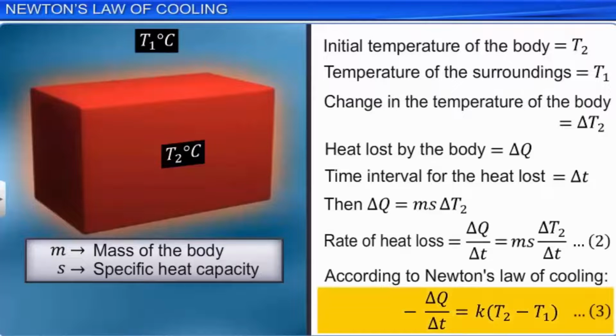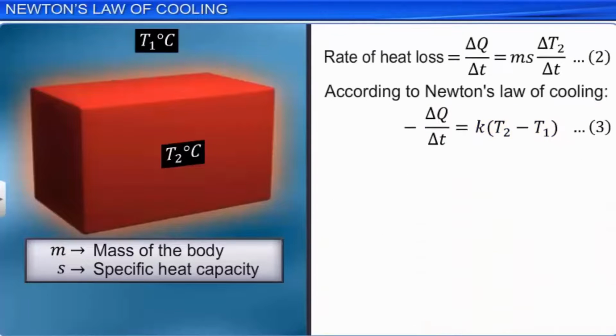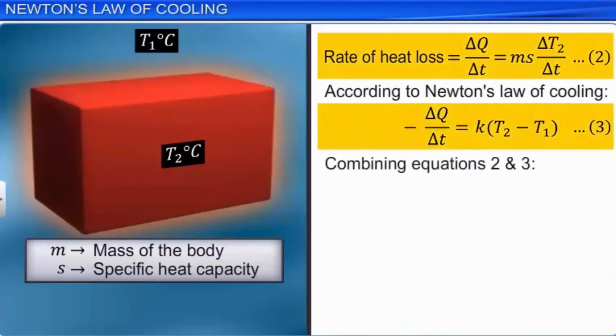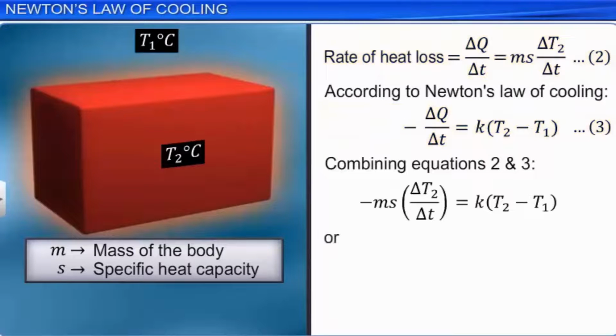Combining equations 2 and 3, we get minus m s into delta T2 by delta T is equal to K into T2 minus T1. Or delta T2 by T2 minus T1 is equal to minus K by m s into delta T. Let this be equation 4.